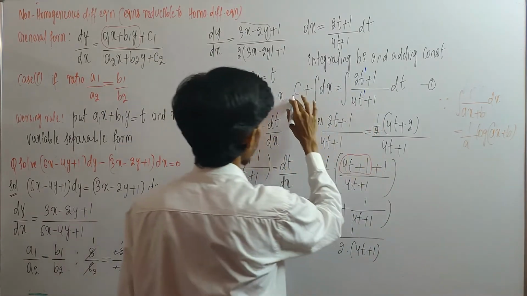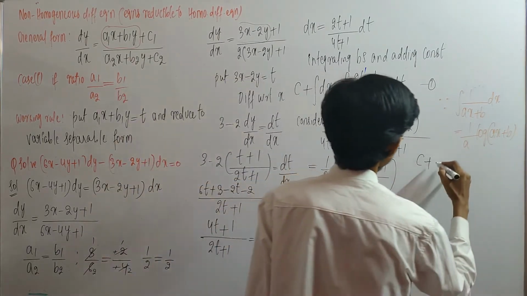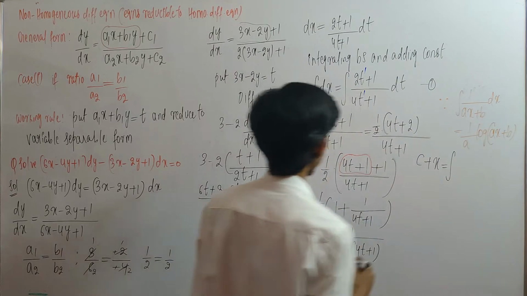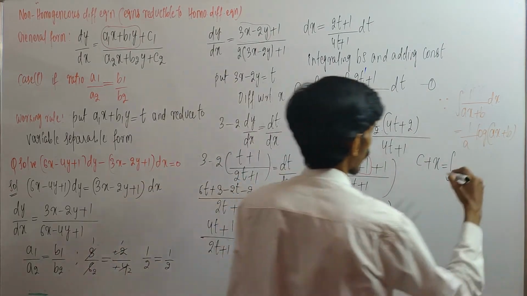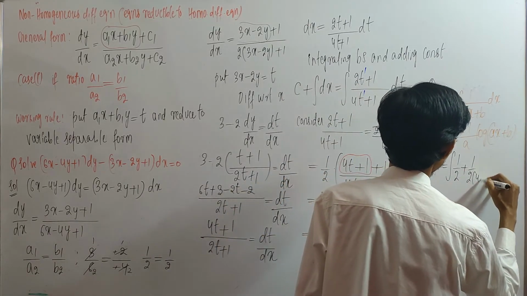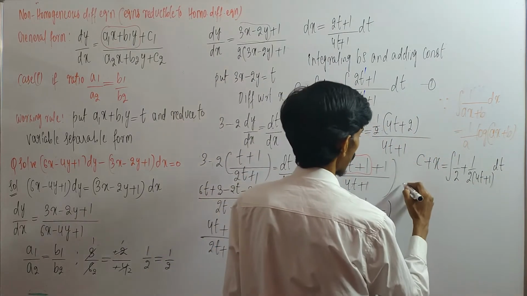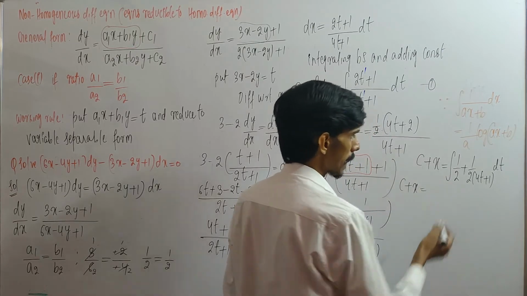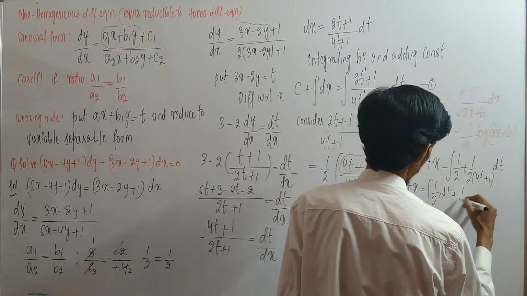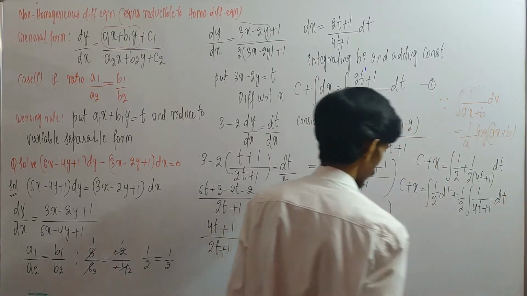So this will become, here we have c plus integration dx, the value of x is equal to integration of 1 by 2 plus 1 by 2 into 4t plus 1 dt. So here I get c plus x. Separating the integration: 1 by 2 dt plus 1 by 2 integration 1 by 4t plus 1 dt.